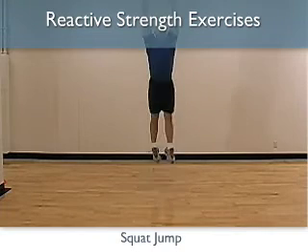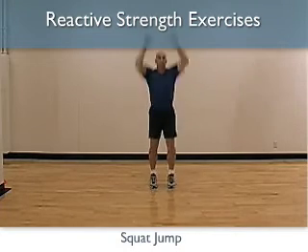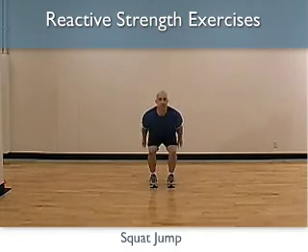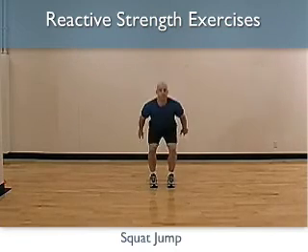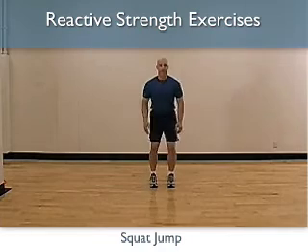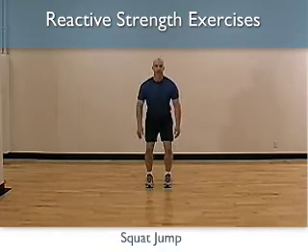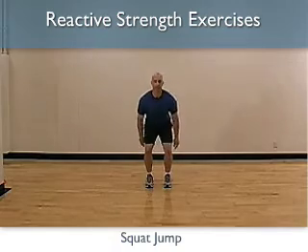The first example exercise in the reactive strength series is a squat jump. Stand with the feet shoulder-width apart and pointed straight ahead. Draw the navel in and jump up, extending the arms overhead. Land softly, maintaining optimal alignment, and immediately repeat.